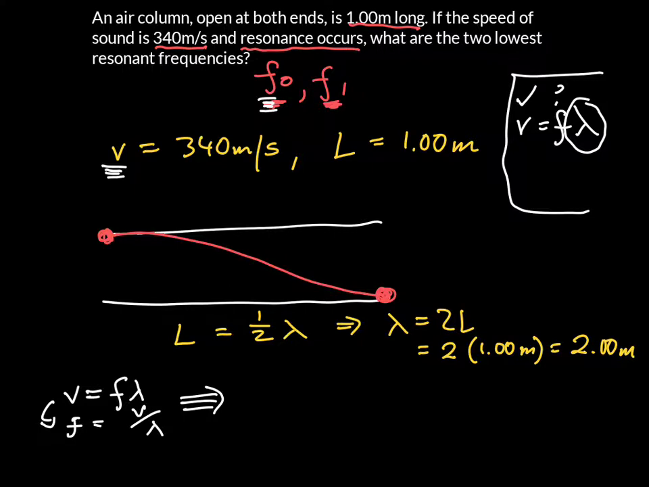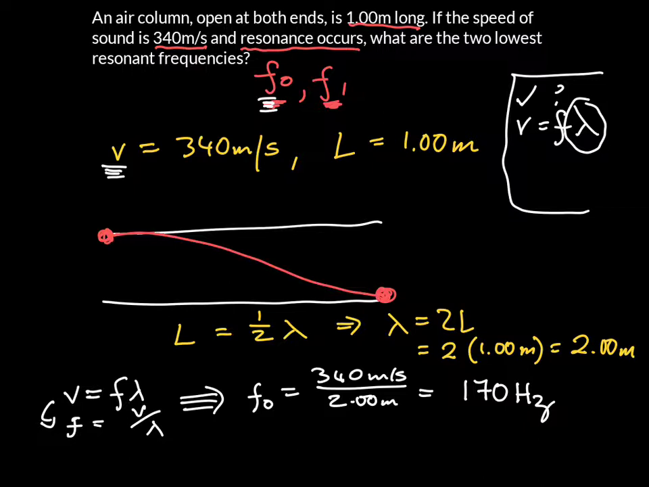And we're going to put that in over here. Frequency 0 is equal to 340 over the wavelength for that lowest fundamental frequency, which was 2.00 meters. And we're going to get 170 hertz. So that is the lowest resonant frequency.